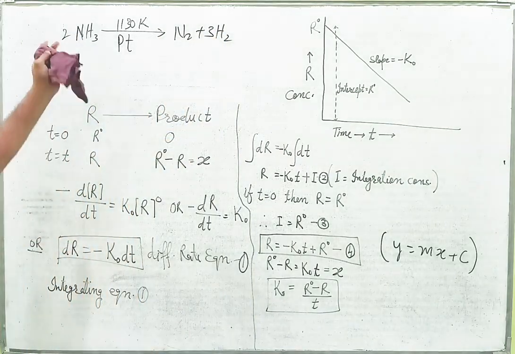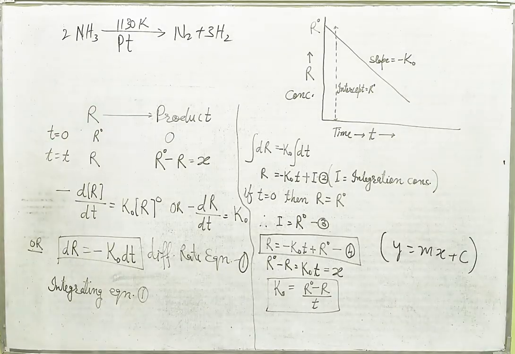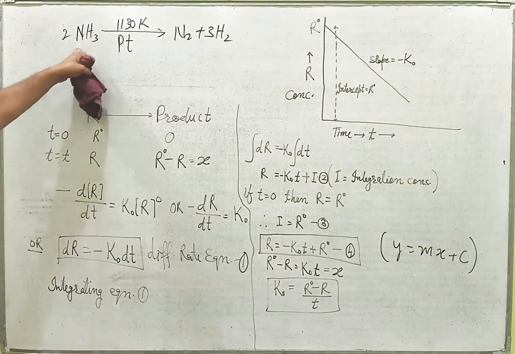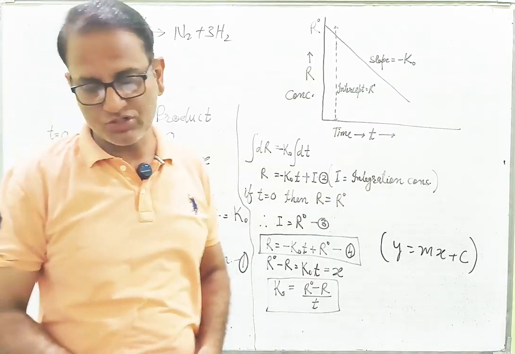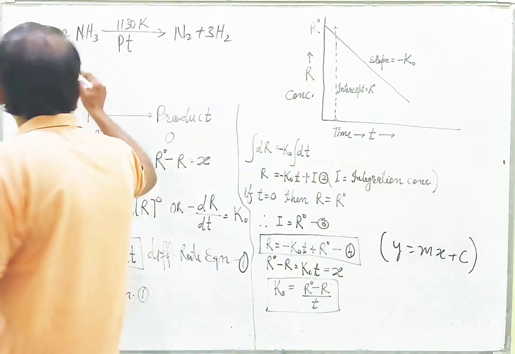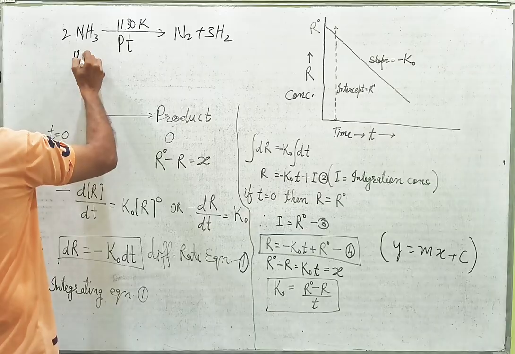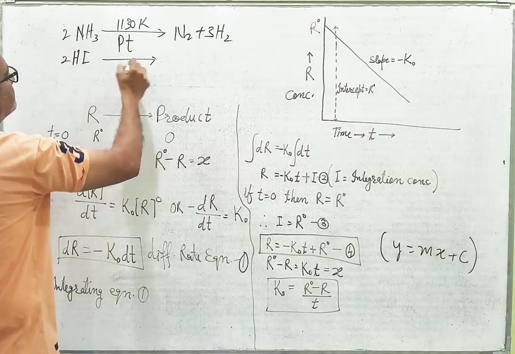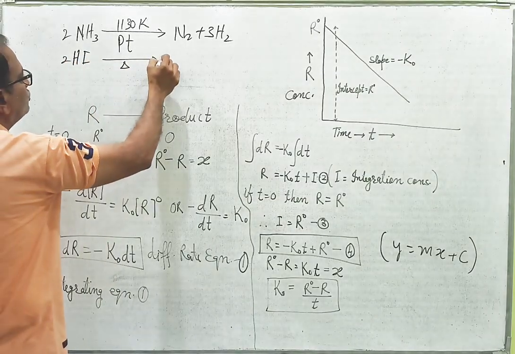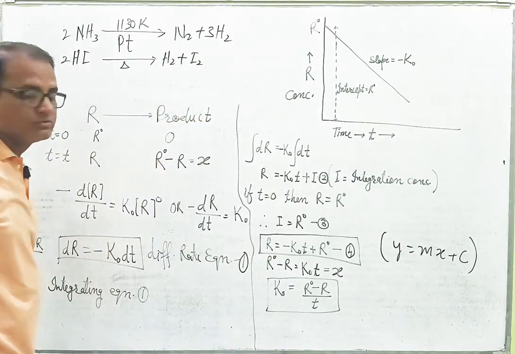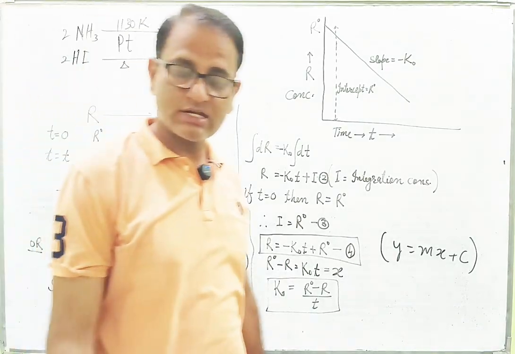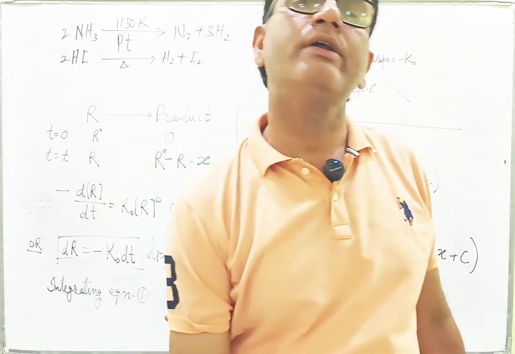So this reaction is happening on a platinum surface, heterogeneous catalysis, because ammonia is a gas and these are also gases. So it is heterogeneous catalysis. Okay. It follows a zero order reaction. Likewise, if we are heating hydrogen iodide, it will break up into H2 plus I2. So this is also an example of a zero order reaction.